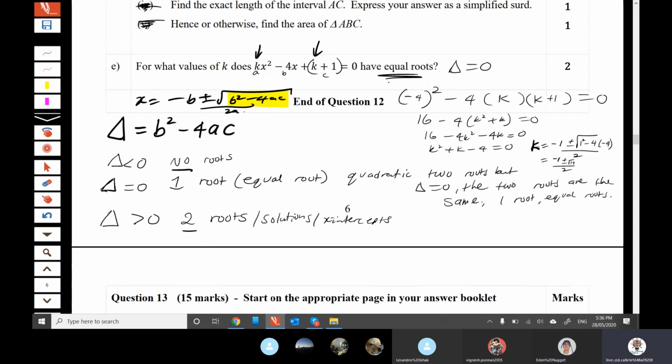Is that clear? So you don't actually need to solve anything else. K is the answer, right? Yeah, K equals -1 plus minus root 17 over 2. That is the answer for what values of K does this have equal roots. The problem is done, just so you guys know. If you're looking for the answer, that's it.